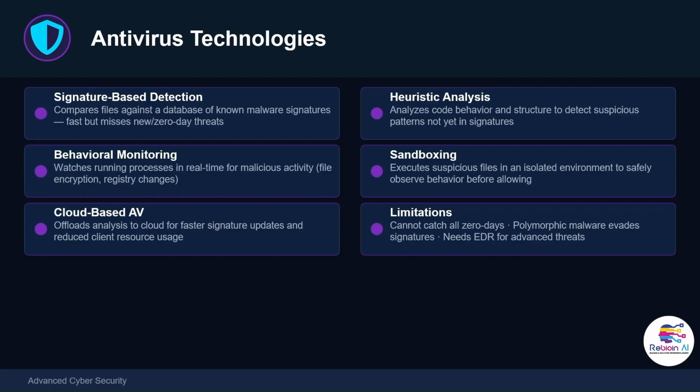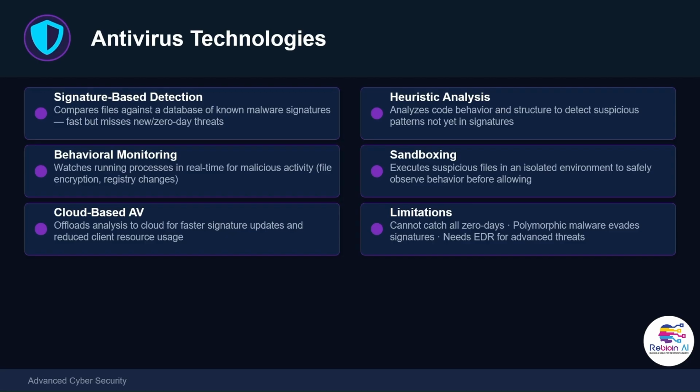Signature-based detection is the oldest method. Think of it like a police wanted poster database. The AV vendor analyzes millions of malware samples, extracts their unique fingerprint, a hash or a byte pattern, and adds it to a database. When you download a file, the AV checks it against the database. If match equals malware, alert. This is why AV updates are critical. An outdated AV is like a security guard looking at 2005's most wanted list in 2025.